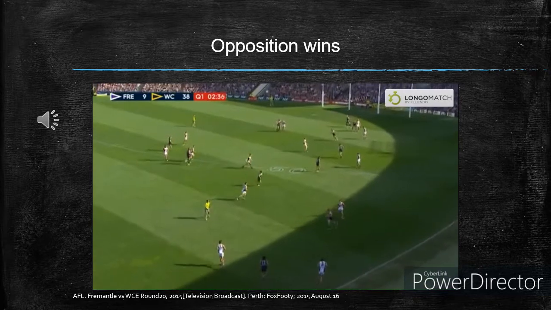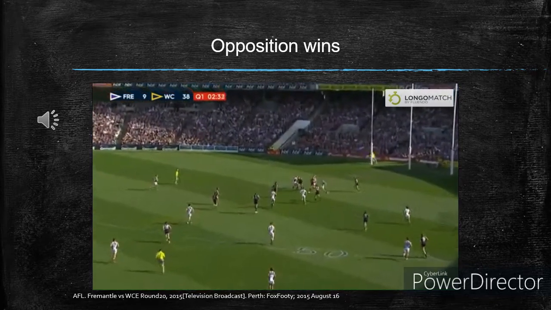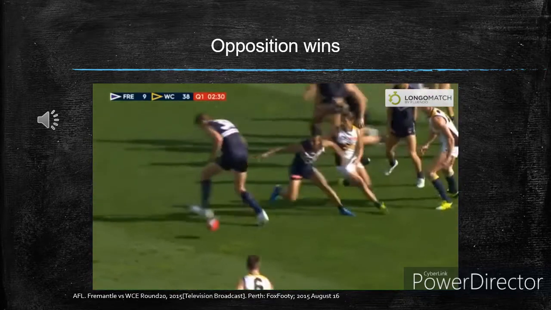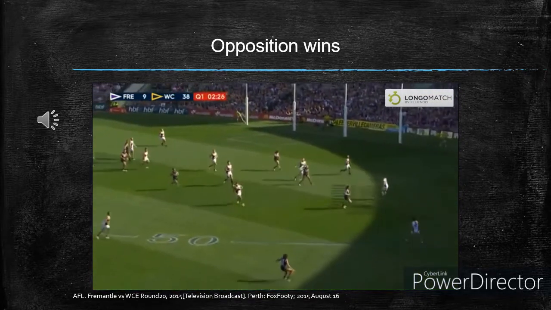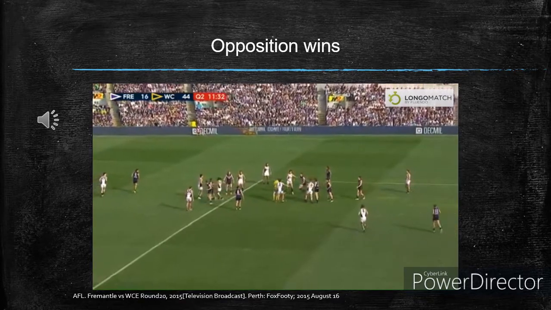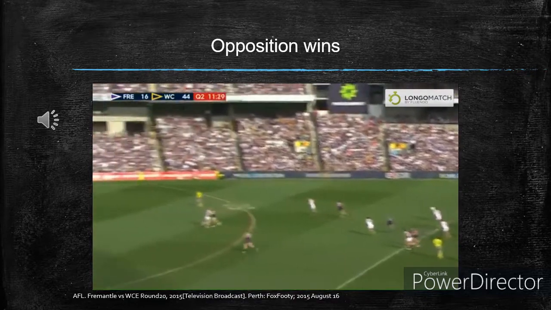With both entries in this clip, West Coast Eagles were able to engage their defensive structure and outnumber Fremantle players at the contest, spoil the ball, and ultimately able to win back possession and clear the 50-metre arc, denying Fremantle a shot on goal.